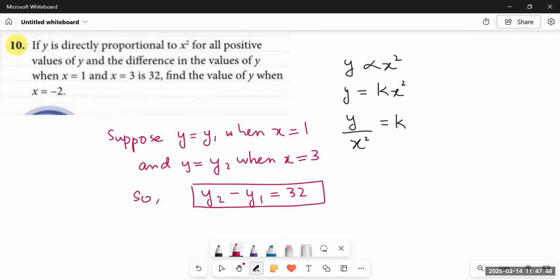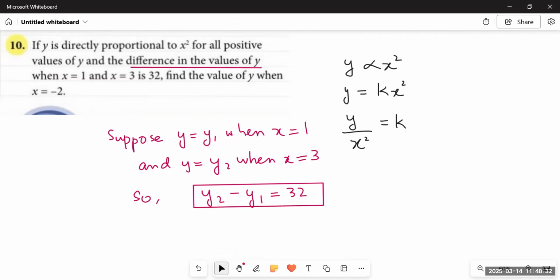That is what they are saying. So basically, we have to substitute the values of y2 and y1, because they are saying the difference in the values of y when x is equal to 1 and x is equal to 3. That is the value of y when x is equal to 1 and the value of y when x is equal to 3. When we subtract these two values of y, we will get 32. This is what it means. So in this case, we have to first figure out what would be y2 and what would be y1.